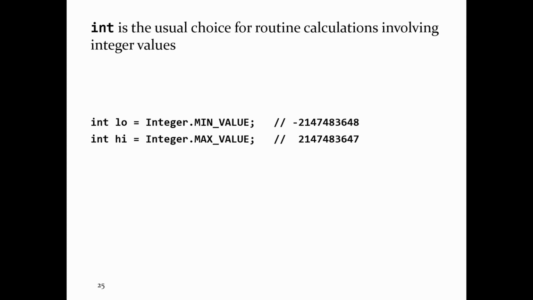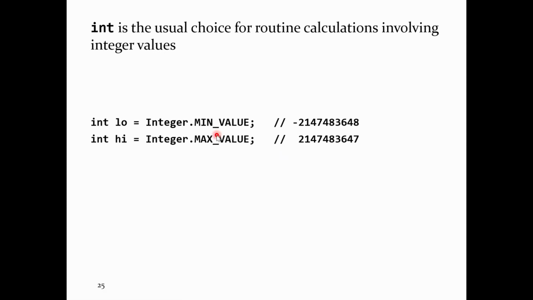Okay, so I've got the variable low and the variable high, and I'm going to store the smallest, or the most negative, integer value in low. I'm going to store the greatest integer value in high. The name of the most negative value and the name of the most positive value are capital Integer dot, all caps MIN_VALUE, and capital Integer dot, all caps MAX_VALUE.